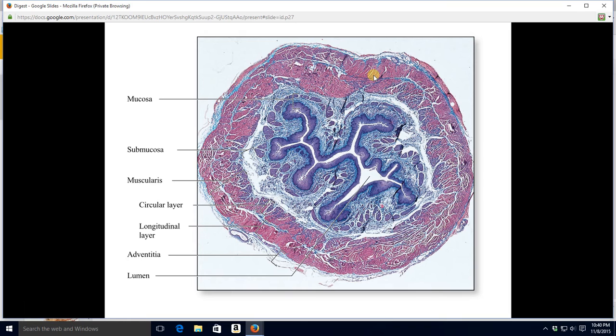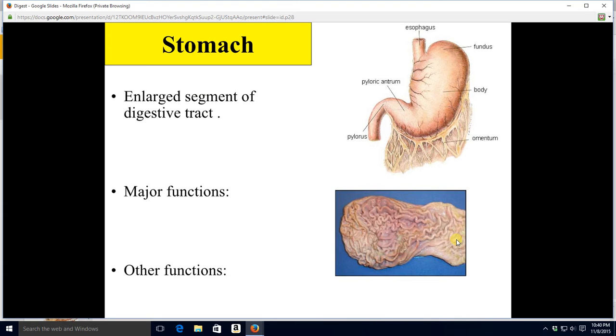All right, last but not least, there is an adventitia on the outside of the esophagus. The adventitia anchors the esophagus to surrounding organs, not surprisingly, the trachea, among others. Okay, now we are on and we are in the stomach. The stomach is an enlarged segment of the digestive tract. That hints at its function, the largeness of it hints at its function.